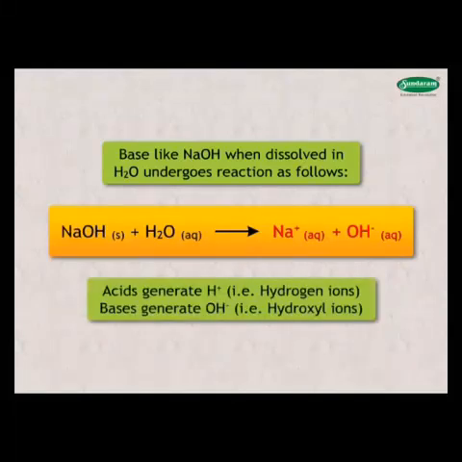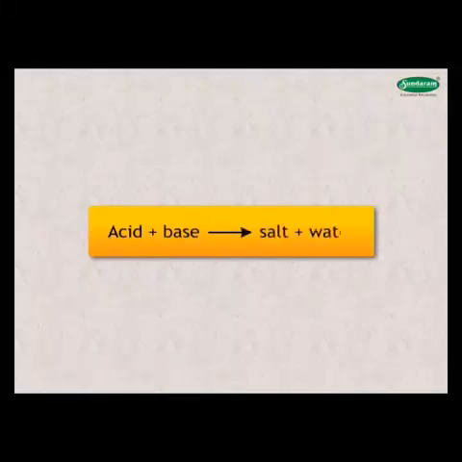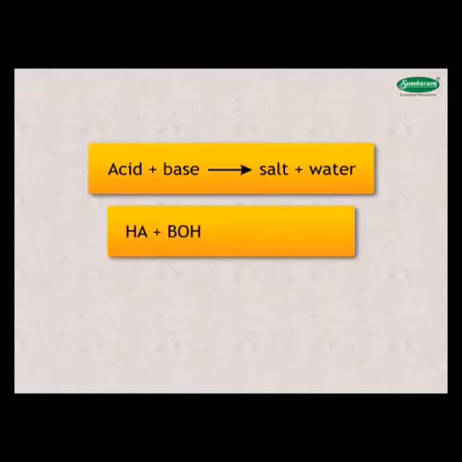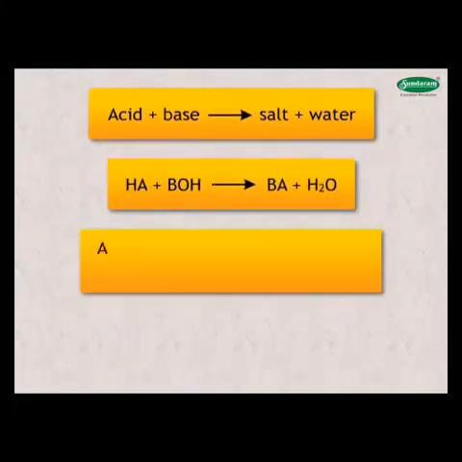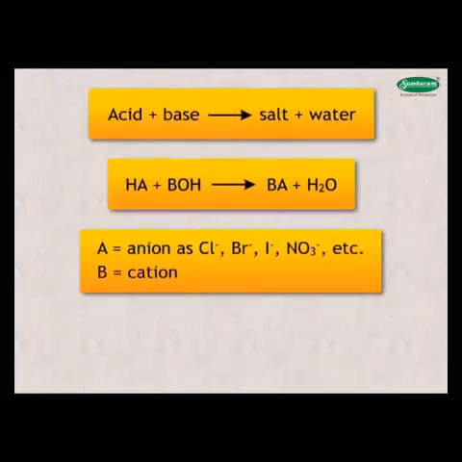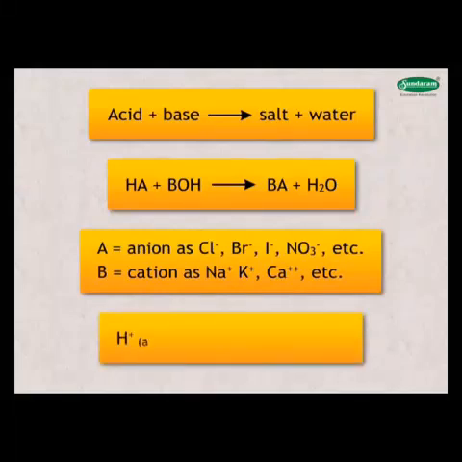You have learnt that acids generate H+, that is, hydrogen ions, and bases generate OH-, that is, hydroxyl ions in aqueous medium. Therefore, the perfect reaction for neutralization can be viewed as acid plus base gives salt plus water. HA plus BOH gives BA plus H2O. A is an anion as in Cl-, Br-, I-, NO3-, etc. B is a cation as Na+, K+, Ca++, etc. The H+ ions of acid and OH- ions of alkali react with each other to form unionized water.